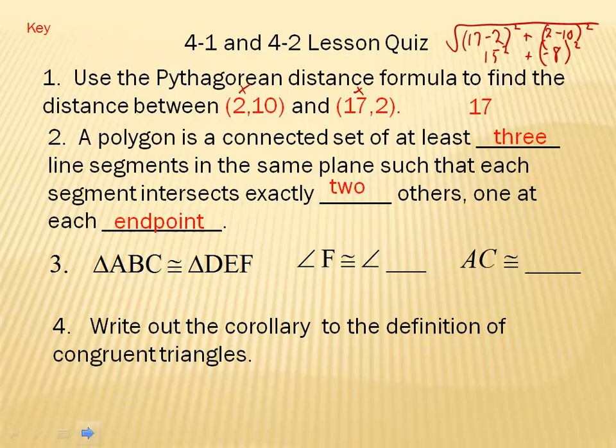Alright, so that's why this is an example of a polygon. A set of at least 3 line segments, there's 4 in the square, in the same plane, such that each segment intersects exactly 2 others. So if we look at this, AB intersects exactly 2 other line segments here. One of them is AD, the other one's BC. One at each end point, right at the end points. Okay, so that's the definition of a polygon. That's one of the important things in this lesson.